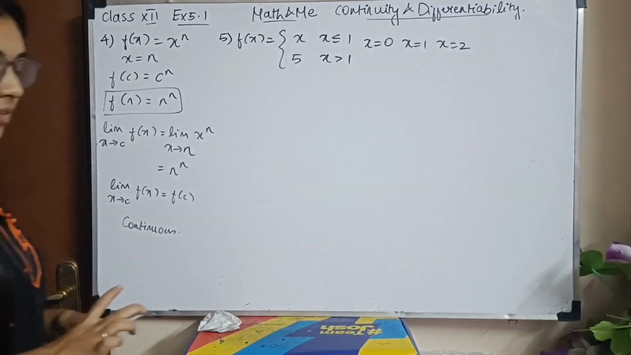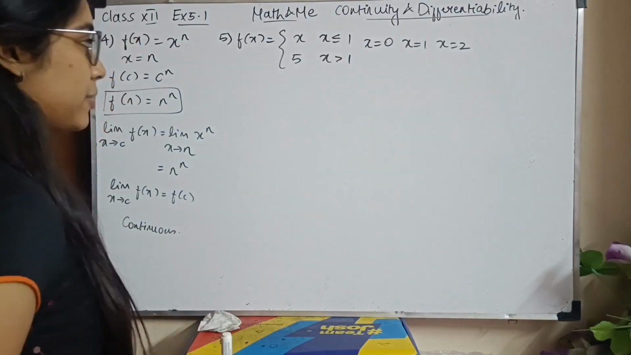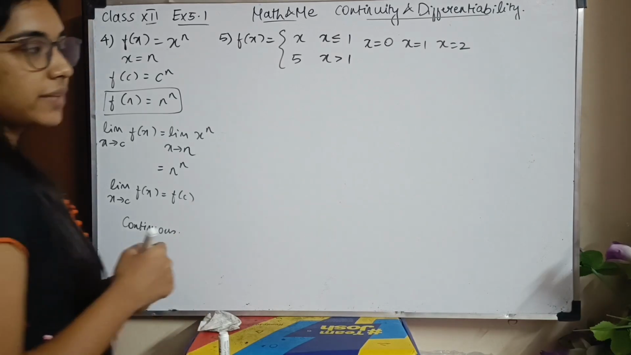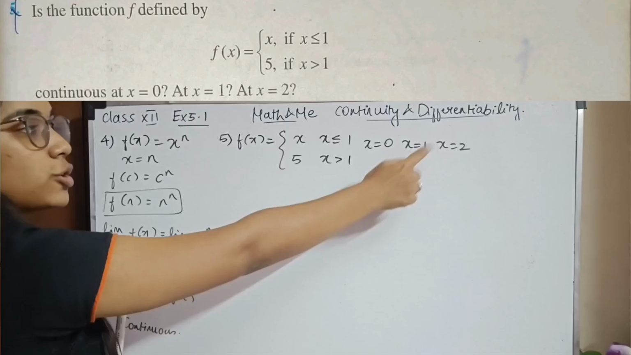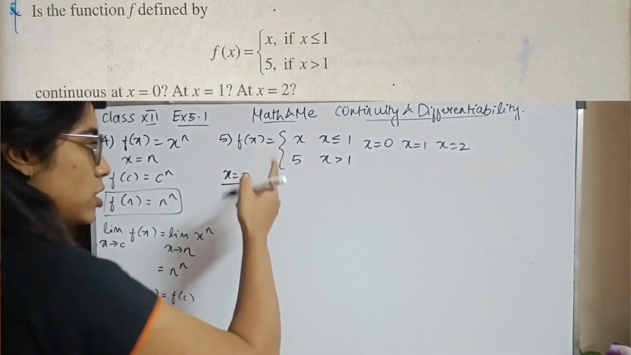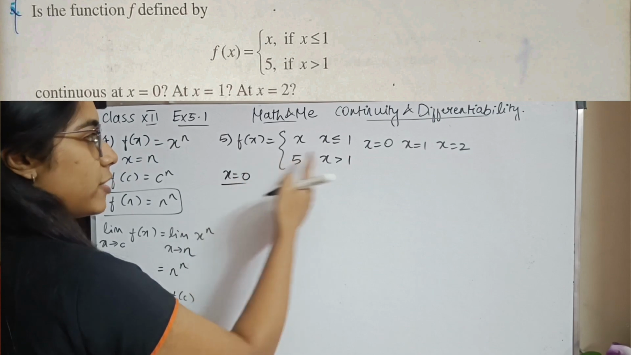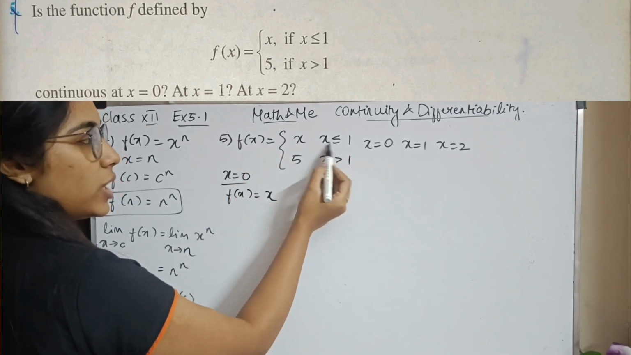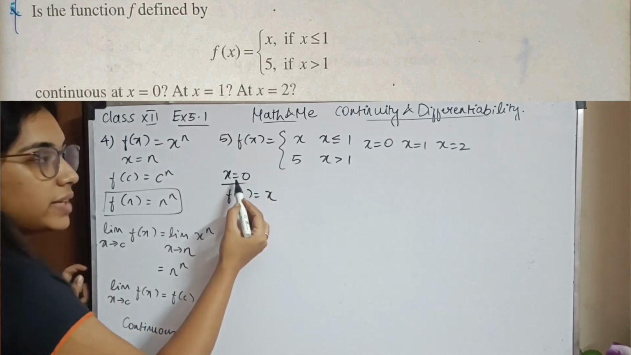Now moving on to my fifth question. For fifth question la enna கொடுத்திருக்கு? I have f of x with two different conditions. I have to prove the continuity at x is equal to 0, 1, 2. இப்போ ஒண்ணா பண்ணலாமா? For x is equal to 0, what will happen? I'll have f of x is equal to x மட்டும்தான். f of x is equal to x. This is the only condition, one and only condition that I have when x is equal to 0.